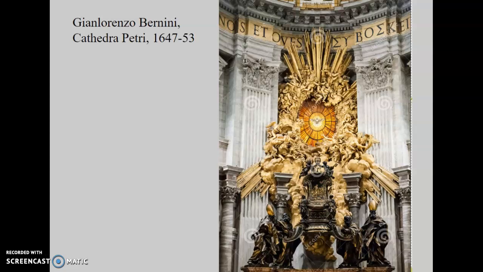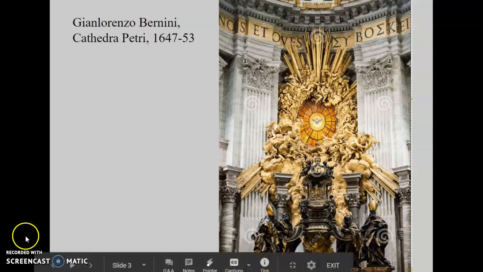In both of these pieces we can see that they're big, they're over the top, they're multimedia, they use sculpture, relief, and in the case of the Cathedra Petri they also combine stained glass and the window. So when we talk about Baroque Spectacle, this is really what we have in mind. Next, we're going to talk about Baroque naturalism.